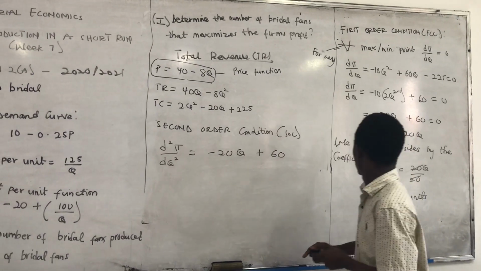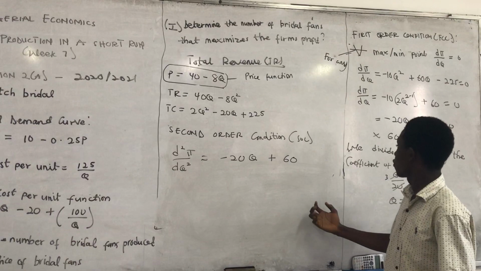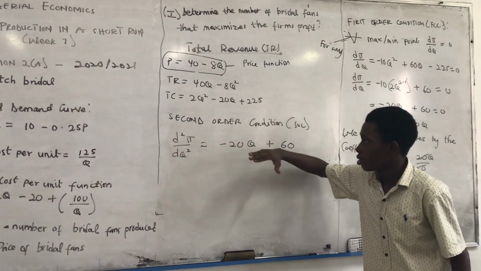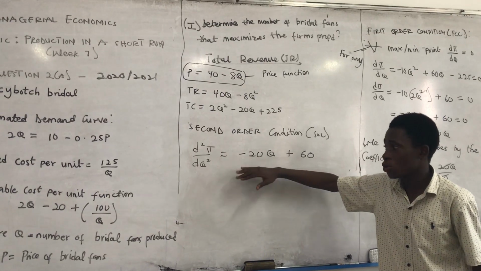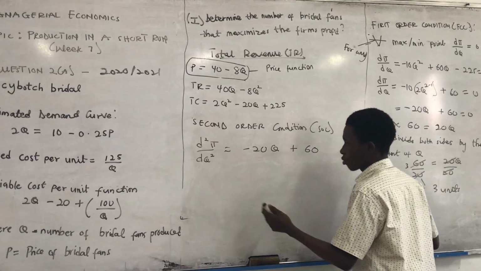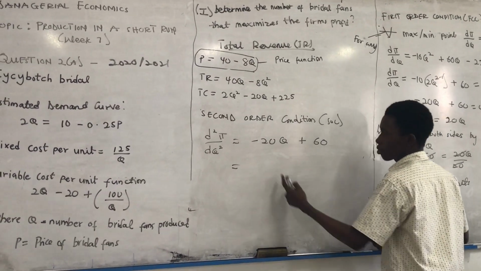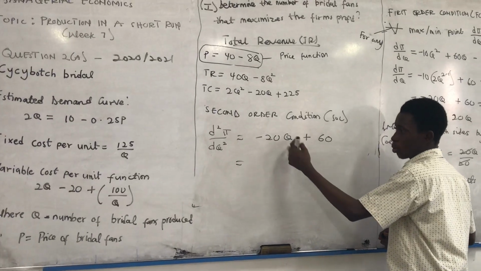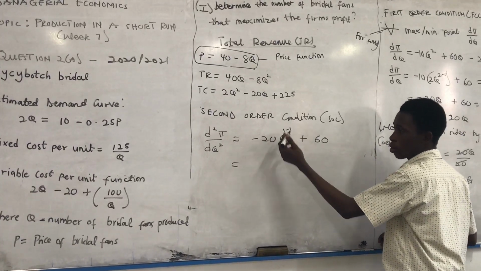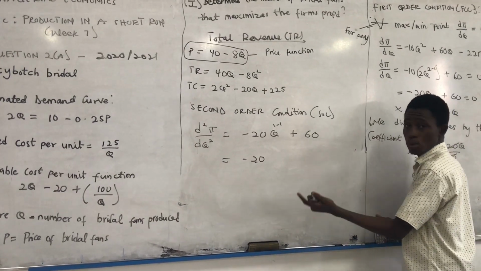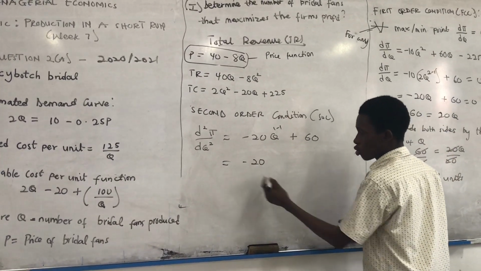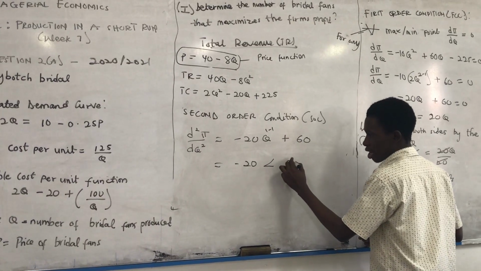Okay. So now we are going to differentiate this with respect to Q. This is how we do it. Negative 20Q, so we have 1 minus 1 is 0. So we have negative 20. The constant comes with 0. Are you good? So now it's less than 0.